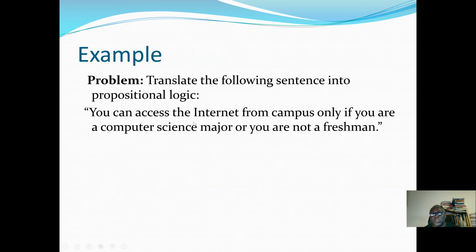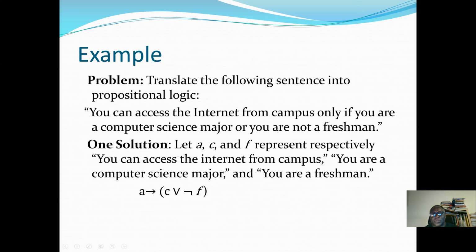So the problem is we should translate the following sentence into propositional logic. The sentence says: you can access the internet from campus only if you are a computer science major or you are not a freshman. We can see the keyword here, or, which again means a propositional connective. We also have not to negate. And here we don't have an and.